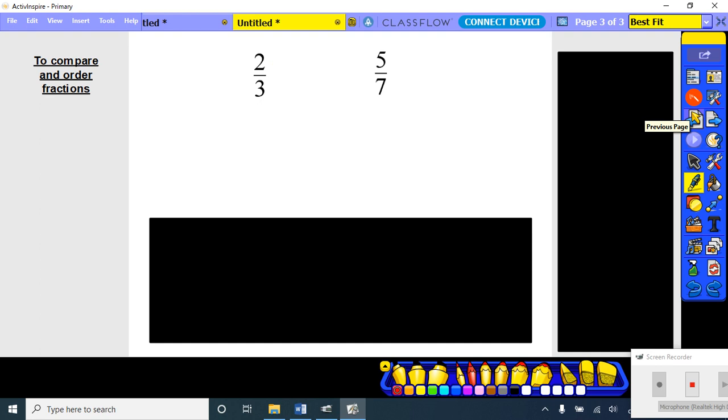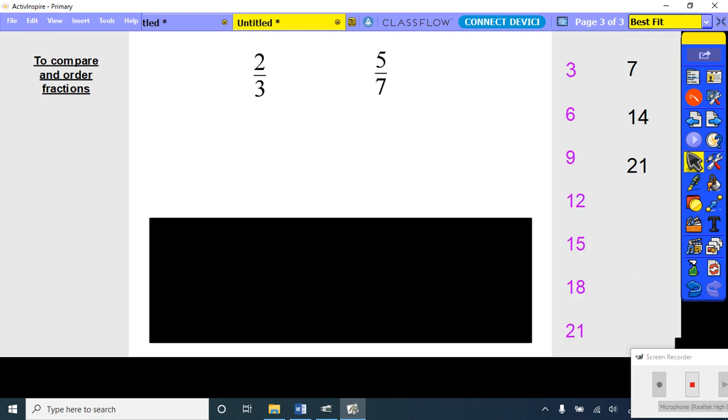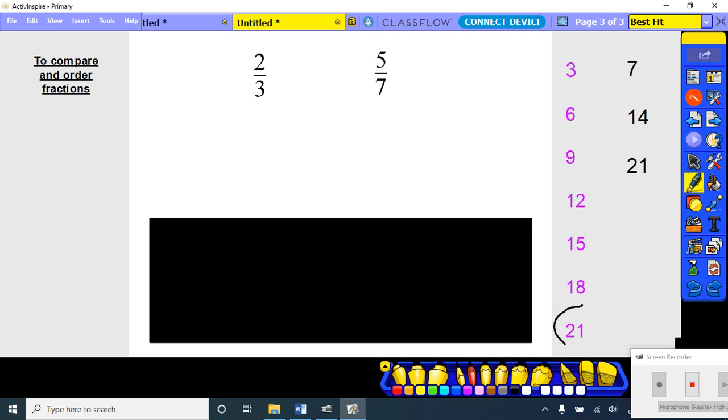First, we will begin by making the denominators the same. This time our denominators are 3 and 7, so we will find the lowest common multiple of 3 and 7. This time, that number is 21. Our first fraction must be multiplied by 7. Our second fraction must be multiplied by 3. Our first fraction becomes 14/21.